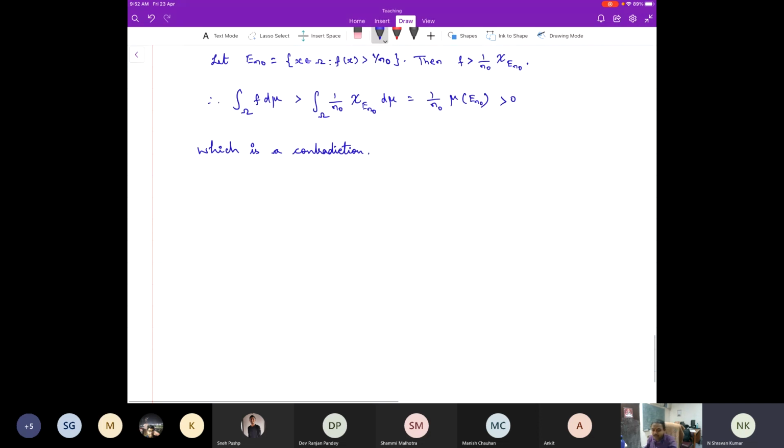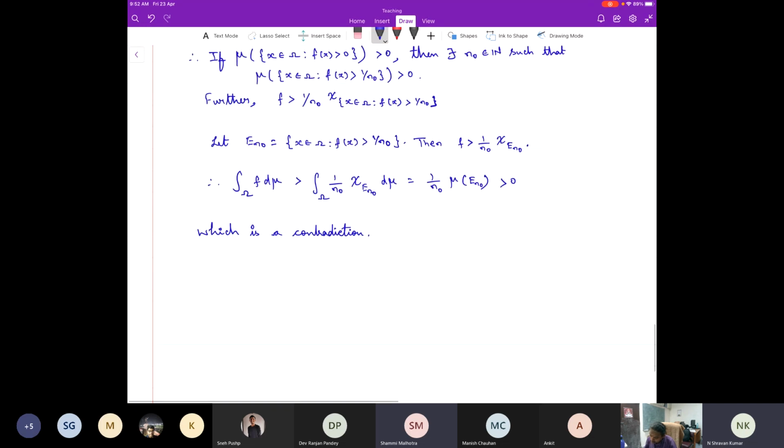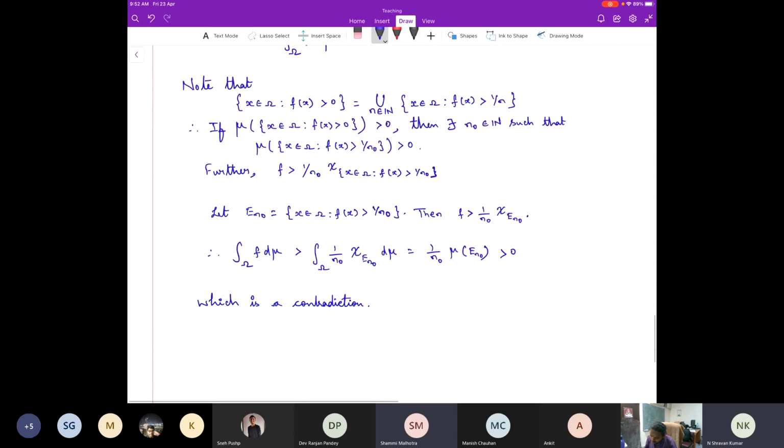Why is f strictly greater than 1 by n naught chi, and not greater than or equal to? Because on E n naught we have chosen f(x) to be bigger than 1 by n naught. Okay, right? Yes, sir.